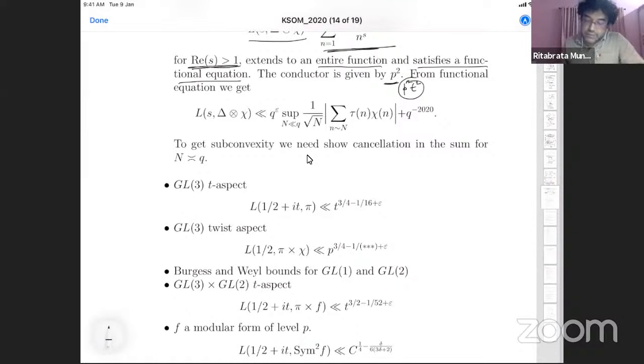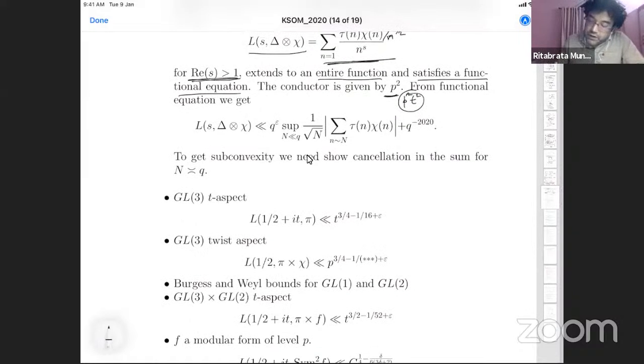Okay, and then from the functional equation you get a bound for the L function. So here I should be looking at, sorry about this, L(1/2 + it) twisted by chi. So I'm looking at the L function on the central line. Then from the functional equation, I can derive that this is bounded by this correlation sum normalized by root n, and this. So n has to go up to q, where q is, sorry again.